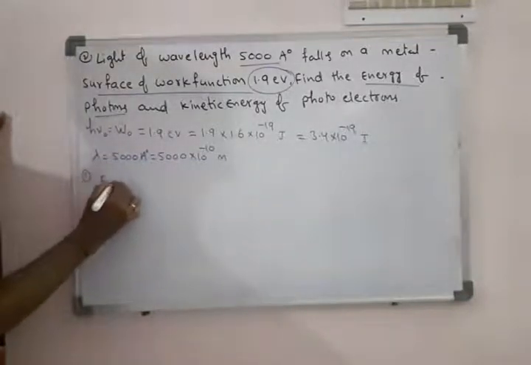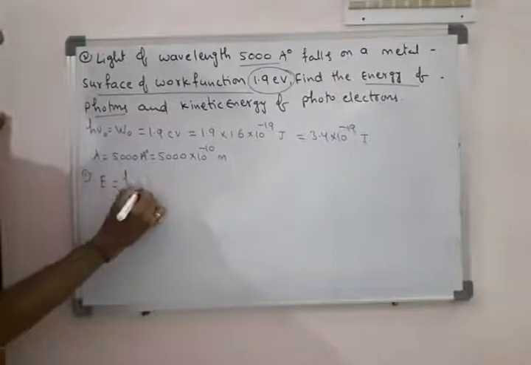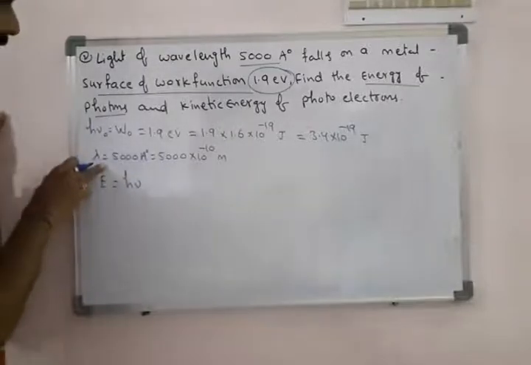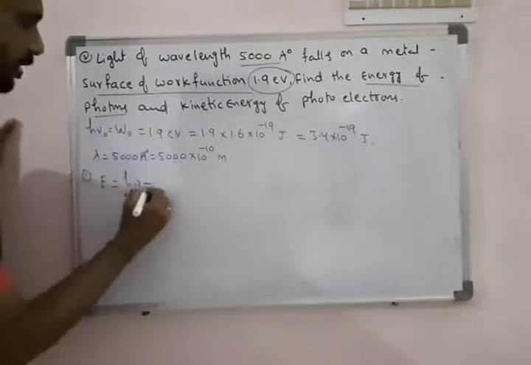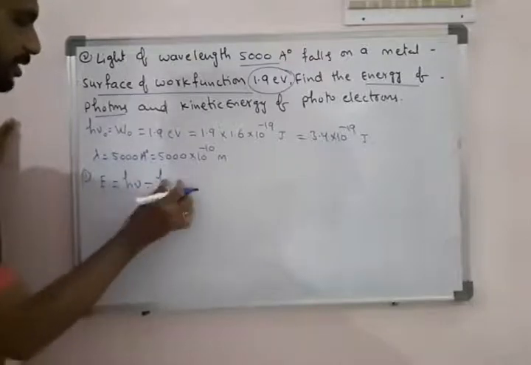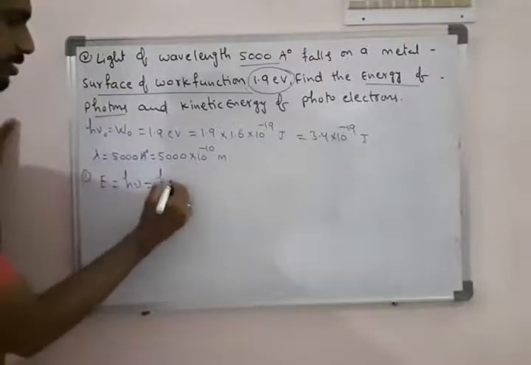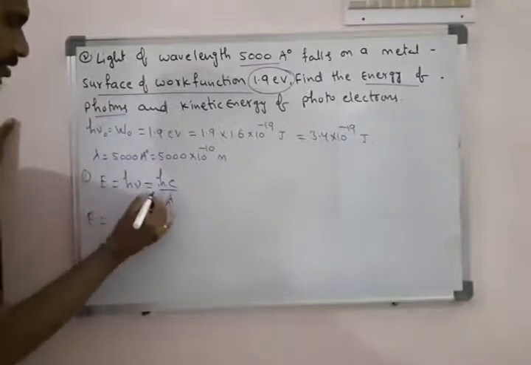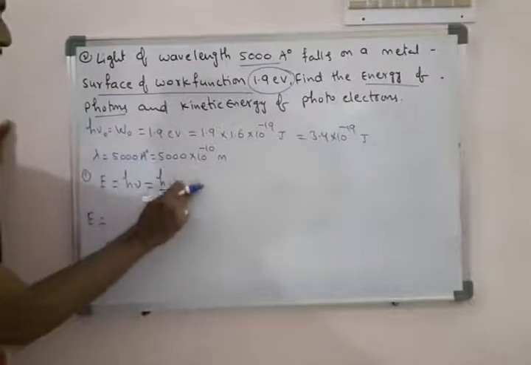We know that the energy of a photon is h nu. Here nu, the frequency, is not given. The only given term is the wavelength. So convert it in terms of wavelength. That is equal to hc by lambda. Therefore E equals hc by lambda, where lambda is in meters.